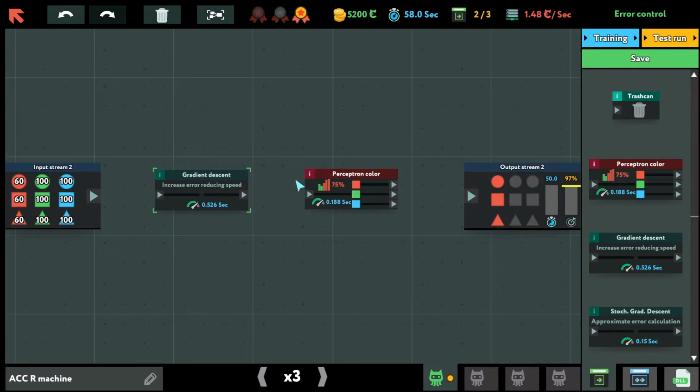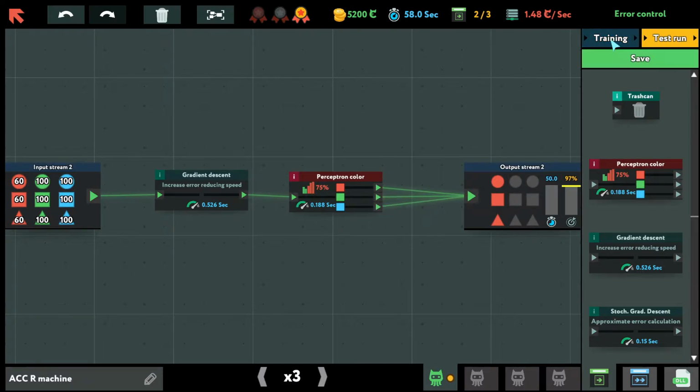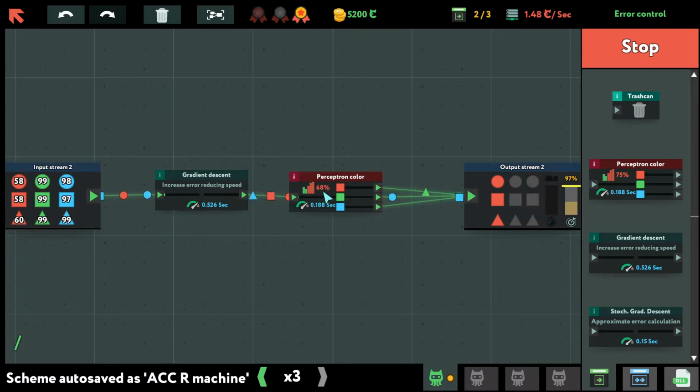So, gradient descent perceptron color. We pretty much know what happens here. It's going to stop at 9%, and that's the max, the best it can do.